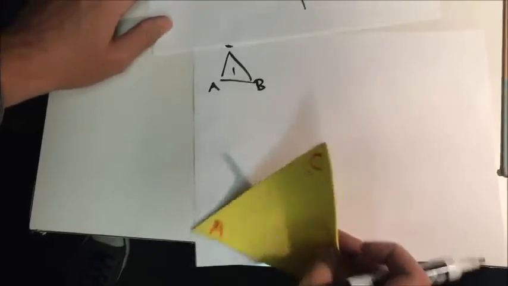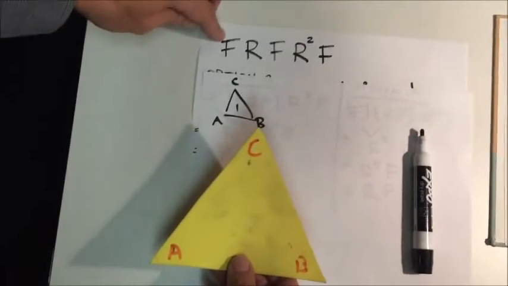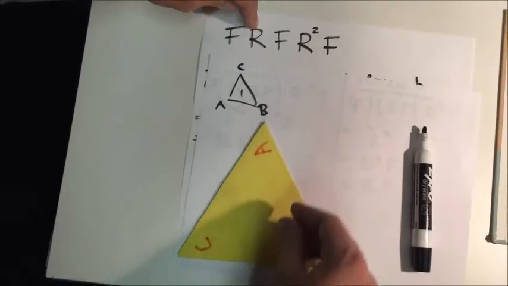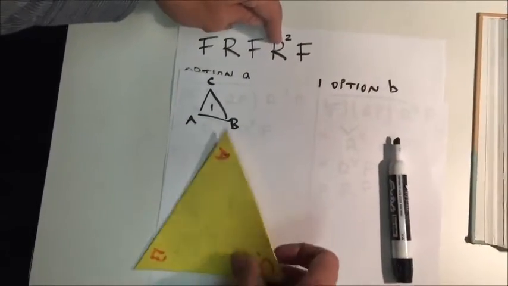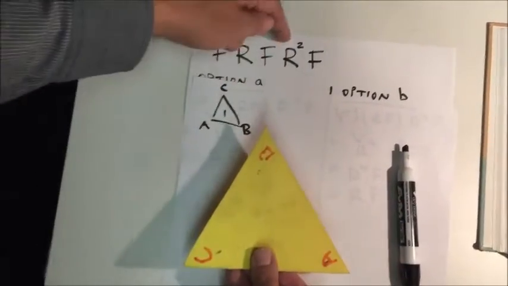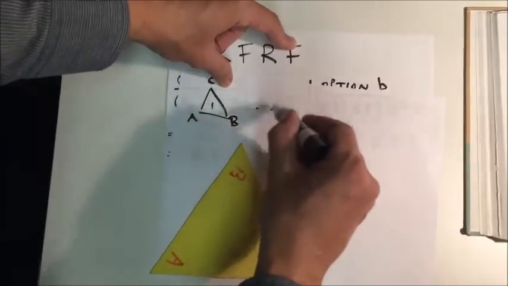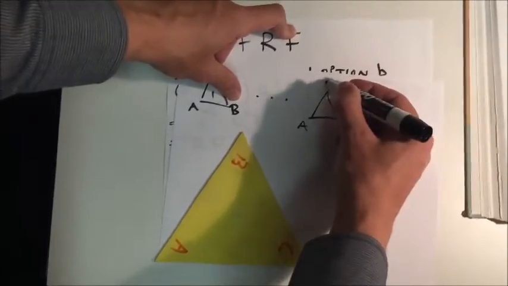I'm going to go through this sequence. If I start here, I flip the thing, I rotate the thing, I flip it again, I rotate twice, 1, 2, and then I flip it one more time. So what I end up with is A, C, B.